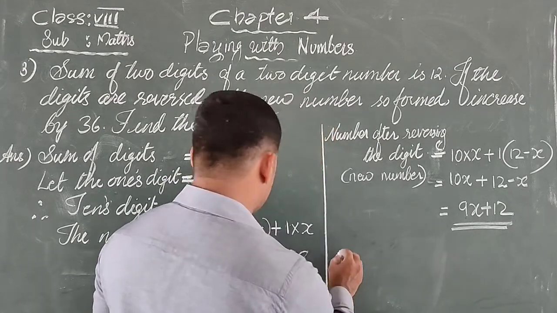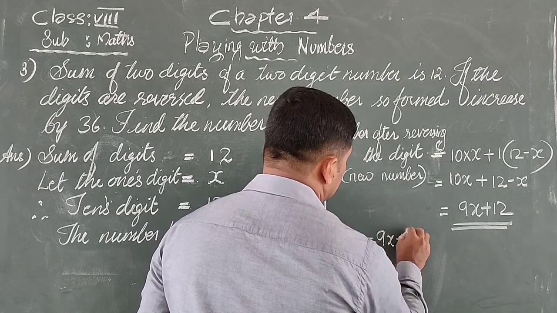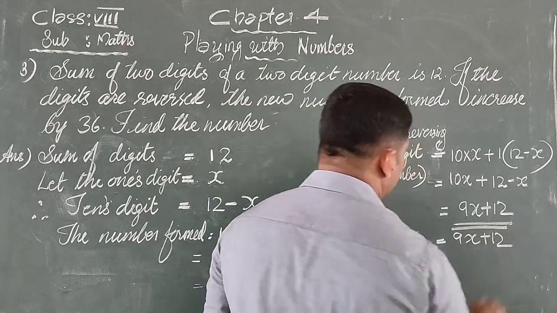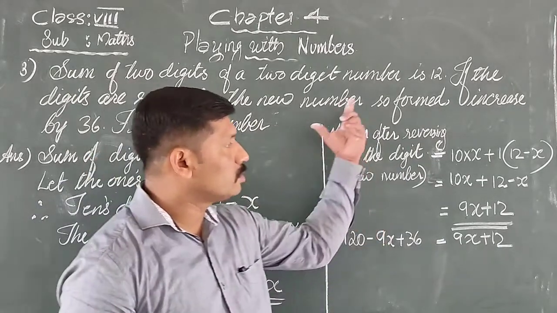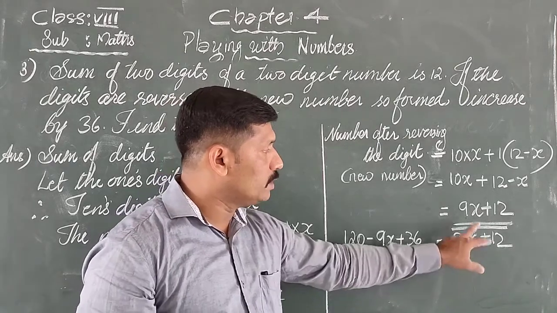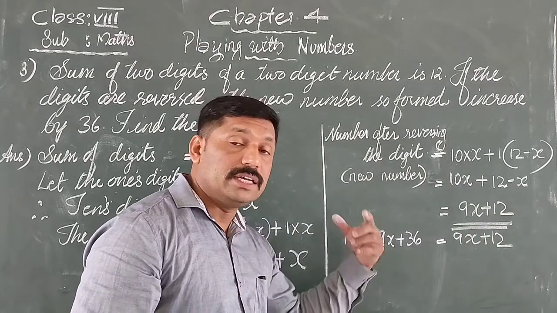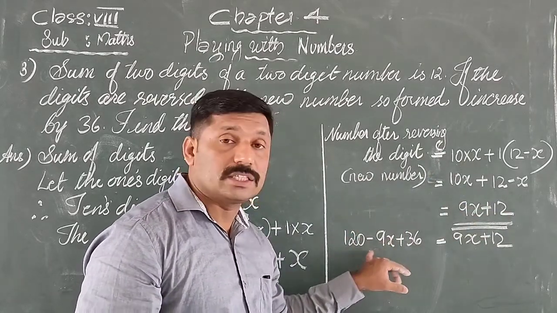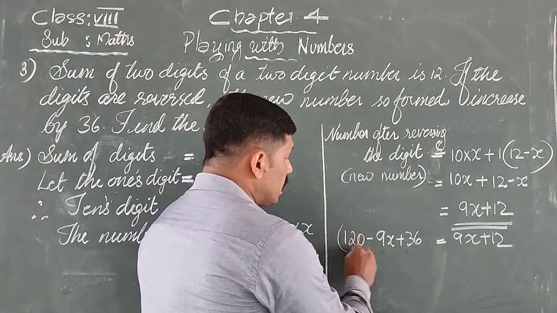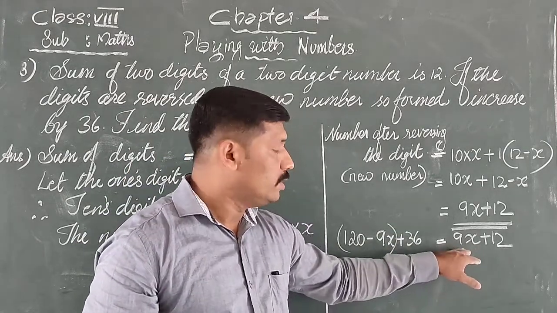The equation is 120 minus 9x plus 36 is equal to 9x plus 12. Why have we written this equation? Because in the question it is told that when we reverse the digits, the new number formed is 9x plus 12. This is 36 more than the original number, it increases by 36, and more means addition. Therefore, with the original number, if 36 is added, that will be equal to the new number.